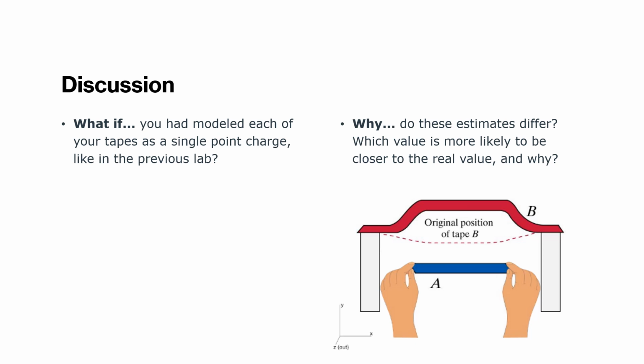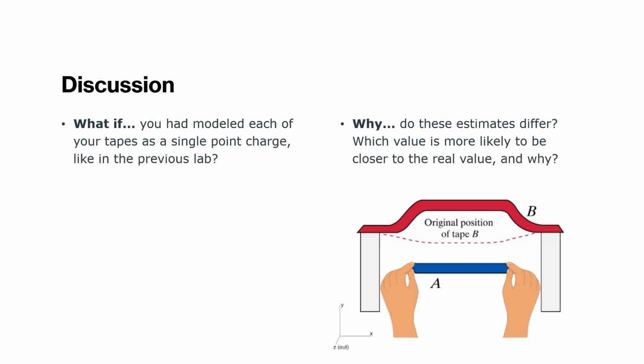So what if you had modeled each of your tapes as a single point charge like in the previous lab? So we would have seen the gravitational force and the electric force would not have been equal at all if we modeled it as a single point charge, and that is why this time we modeled it as a line charge instead, and our two values, like you saw on the last slide, were drastically different as well.